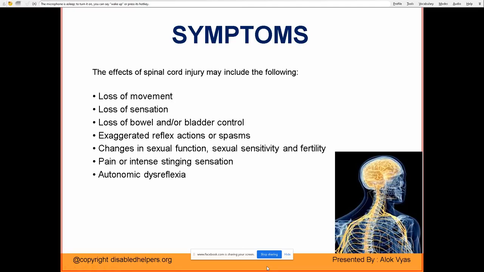Now coming to this slide, we have already seen two categorizations of a spinal patient, that is tetraplegic and paraplegic. Other than that, it is further divided into two types of injury. One is the complete injury, and another one is the incomplete injury.